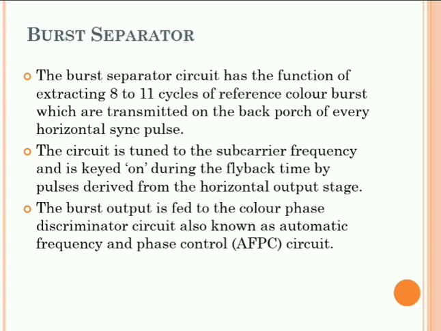The circuit is tuned to the subcarrier frequency and is keyed on during the flyback time by a pulse derived from the horizontal output stage. The burst output is fed to the color phase discriminator circuit, also known as the automatic frequency and phase control circuit, that is the AFC circuit. In the burst keyer, we give the output of the burst keyer or burst separator to the AFC circuit.